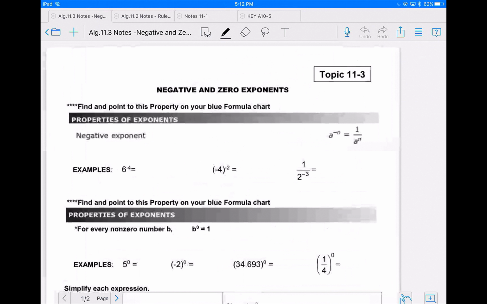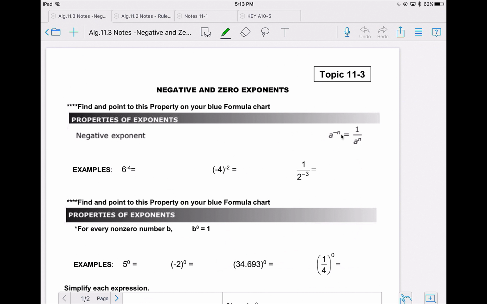This video covers the notes over 11.3, which is the topic of negative and zero exponents. On your blue formula chart in your little baggies, or if you're using one at home, there's a rule that says negative exponents, a to the negative n, is the same thing as 1 over a to the n.